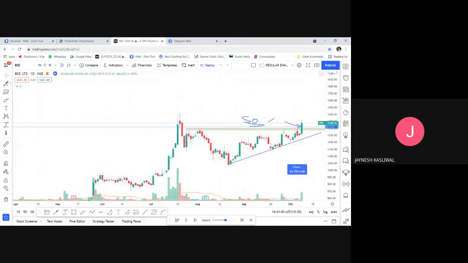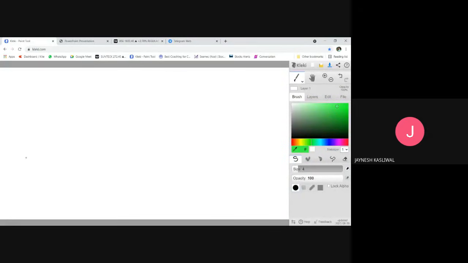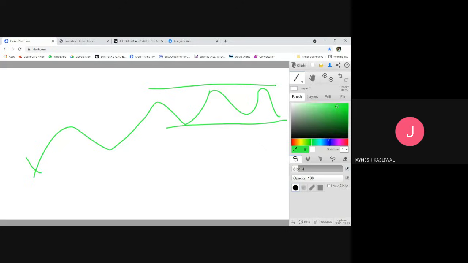In any kind of stock, your stop loss should be the nearest swing that you see. What does the swing mean? If the stock is moving like this, and then the stock has moved into consolidation, during breakout, ideally your stop loss should be this area.